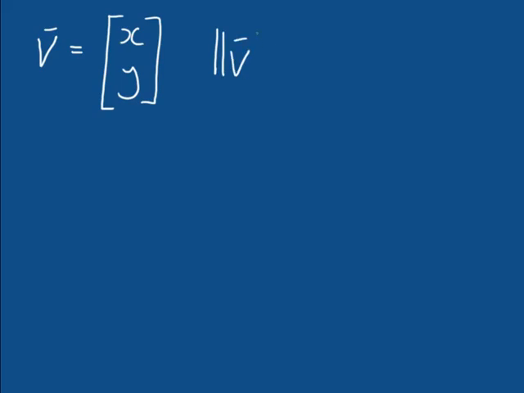So we saw in an earlier video that if we had a vector v that's a 2D vector given by an x and a y component, then we can find the magnitude of v, which can be noted with a double vertical line before v and a double vertical line after v. The magnitude of v is equal to the square root of x squared plus y squared.